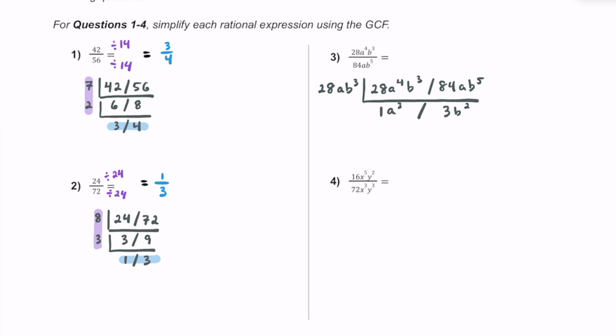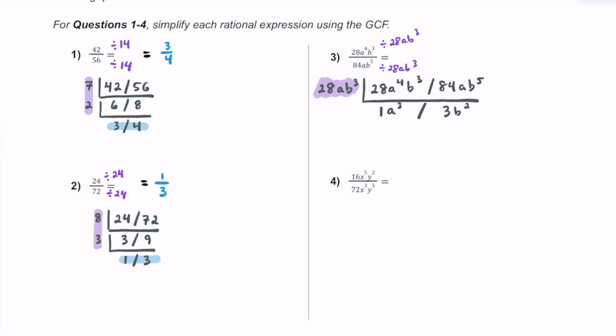All right, so we're going to have our greatest common factor over here on the side. That's this 28ab cubed, which means you can essentially divide the top by 28ab cubed. But you can also divide this denominator by 28ab cubed.